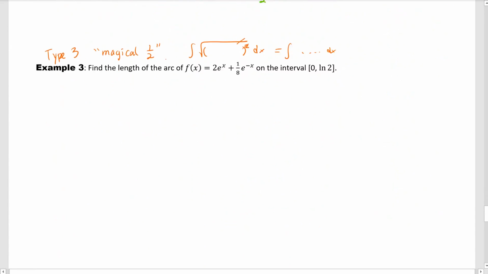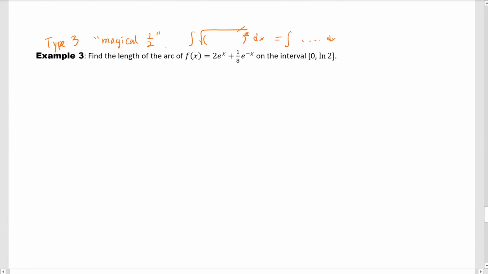The third type. Okay, magical 1/2. You see what this 1/2 means. Okay, so we want to find the arc length of this function. And same thing, first step, we want to find the derivative.